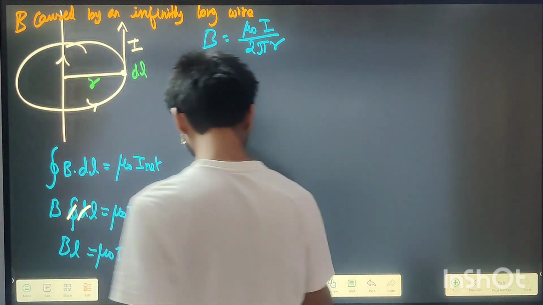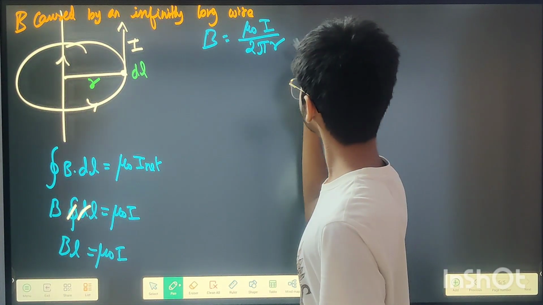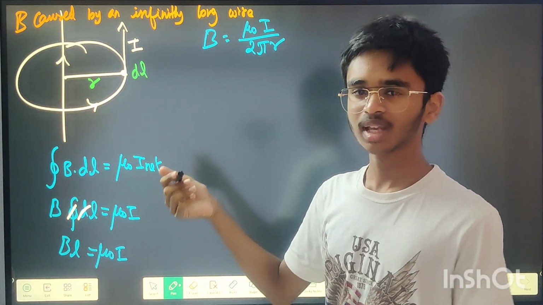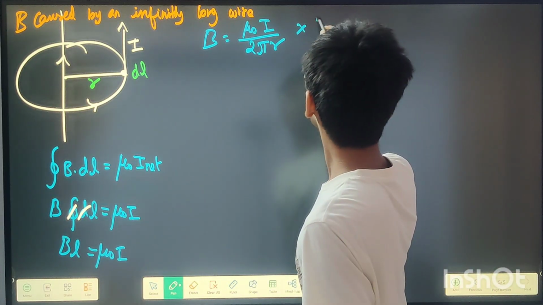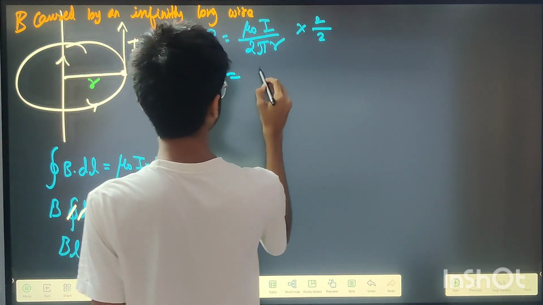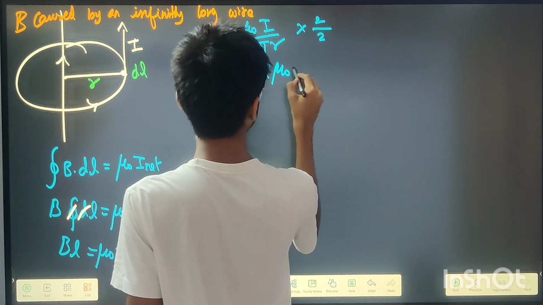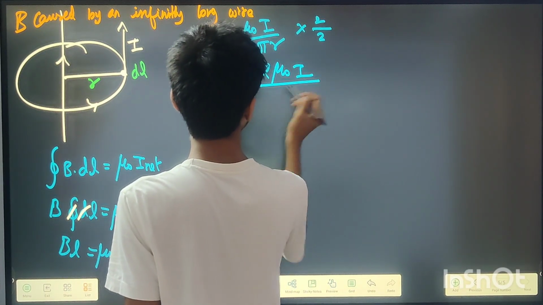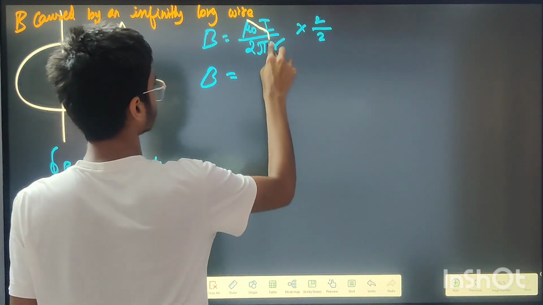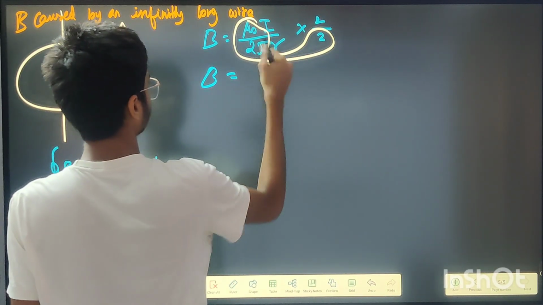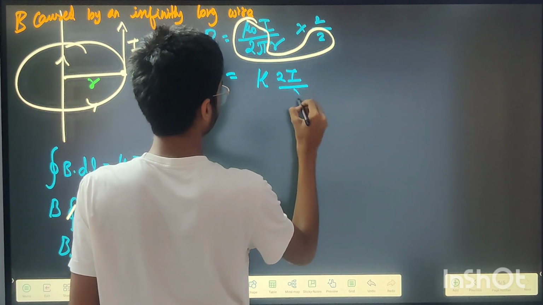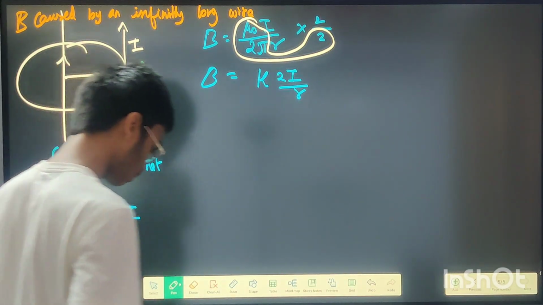I can also write this in terms of k, because with k the formula is a little bit shorter. Multiplying and dividing by k, B is equal to 2 k I divided by r, so this is going to be 2I by r.